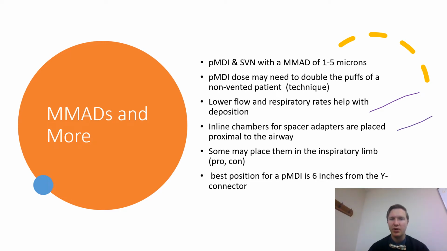Inline chambers, this next point here. Inline chambers or spacer adapters are placed proximal to the airway. So if we're looking at MDIs, we're going to place it proximal to the patient's airway. Your hospital might have a different policy and procedure on this, so always check with that hospital's policy and procedure, but somewhere proximal to the airway so we can time that. Some may place them on the inspiratory limb, like that picture we were talking about a couple of slides ago. Like I say, follow your hospital's policy and procedure above all.